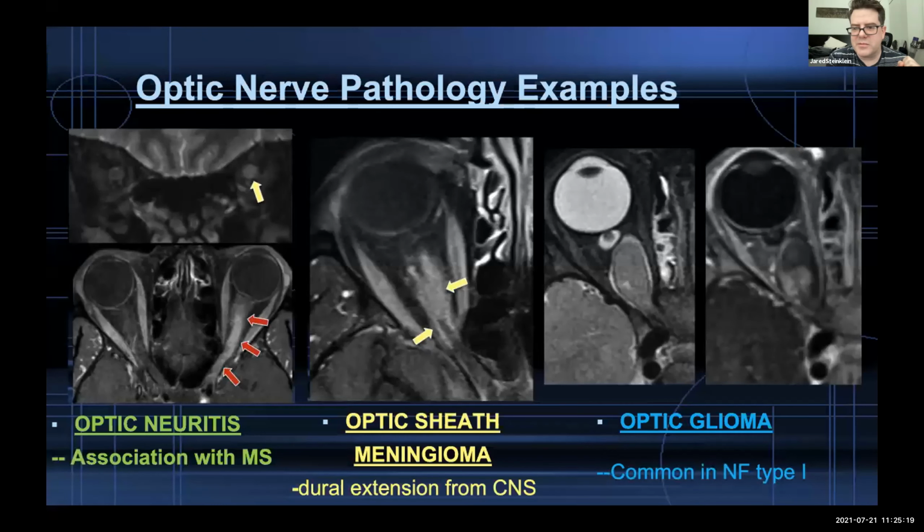Here's a perfect example. So here's an optic glioma. So here you can actually see on this fluid series, there's fluid around the nerve. So it's not coming from the sheath, it's coming from the nerve. And that's an optic glioma. And those are common in neurofibromatosis type 1. Next.